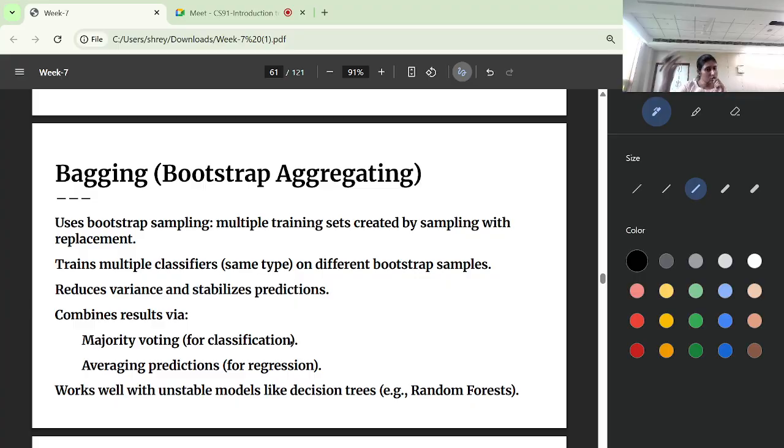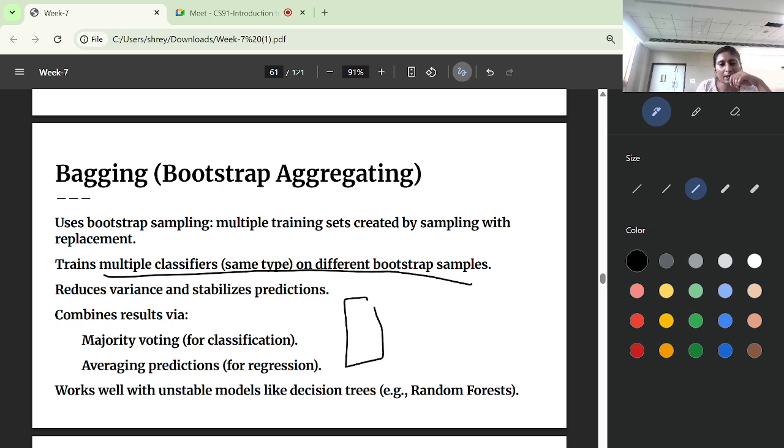this bagging thing. I told you before also that there are two things we have seen in ensemble techniques. In ensembles, the first technique is bagging, that is bootstrap aggregating. Here we are training multiple classifiers, which can be of the same type, on different bootstrap samples. You divide the big data into multiple bootstraps, apply different or the same classifiers, and take an average or maximum voting or something like that. The main algorithm of bagging is random forest.